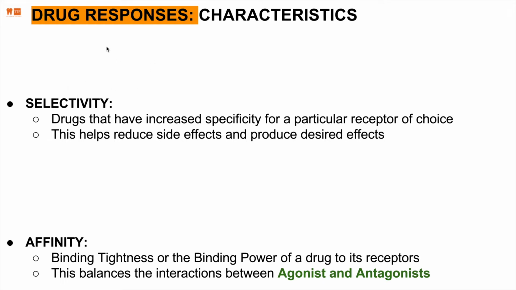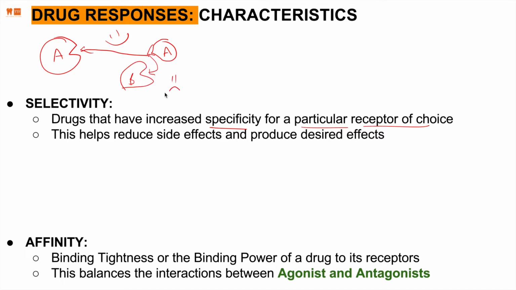Now, it's very important to understand that drugs that have increased specificity for a particular receptor of choice is known as selectivity. So for example, if this is receptor A, and this is drug A, this attaching to this will cause a good effect. But if this A right here sat in a different receptor, then we could have side effects. So for this, selectivity is extremely important. A drug will need to be selective for the receptor. This helps to reduce side effects and produce desired effects instead.